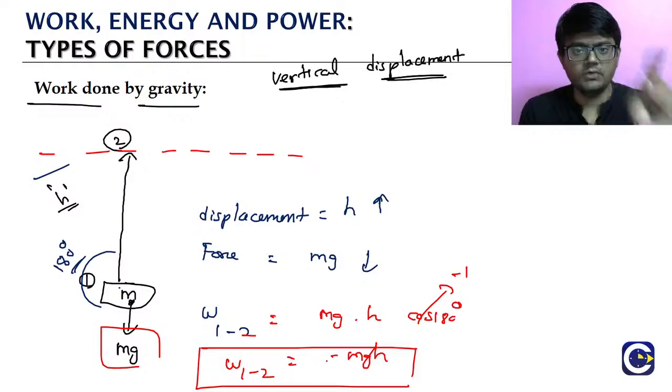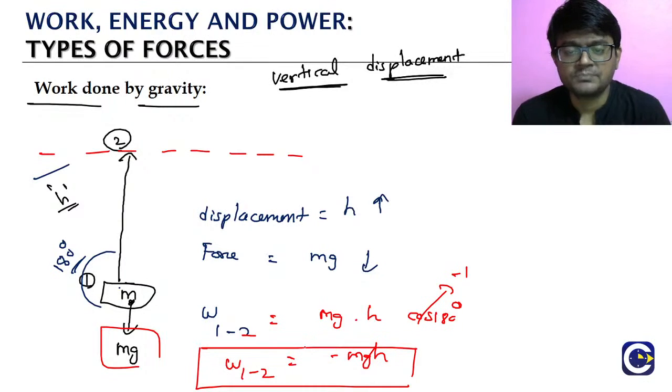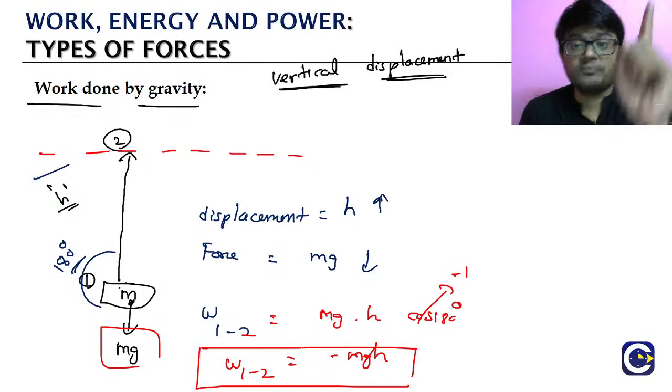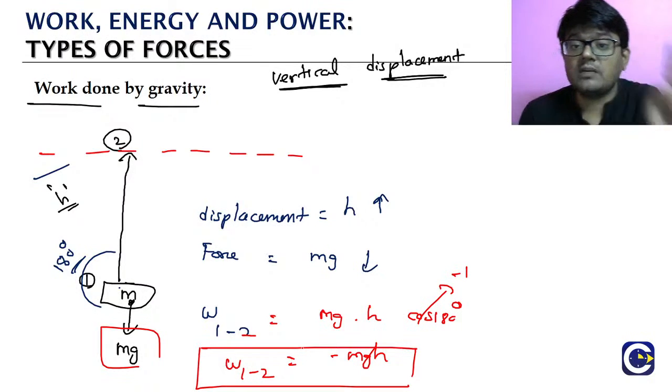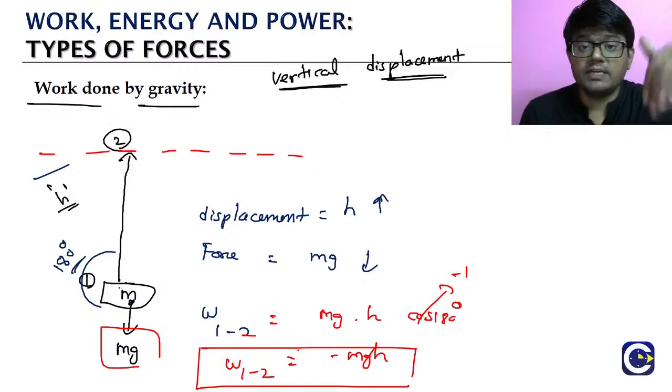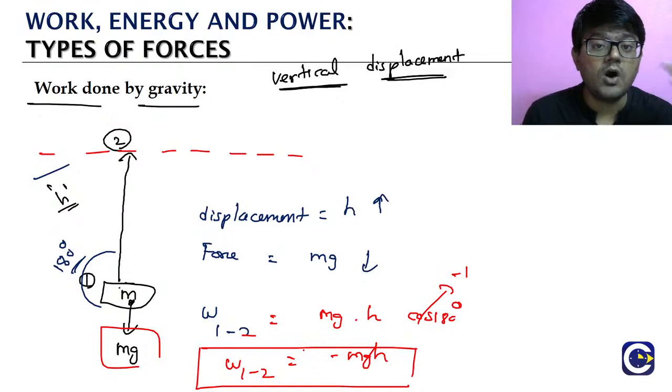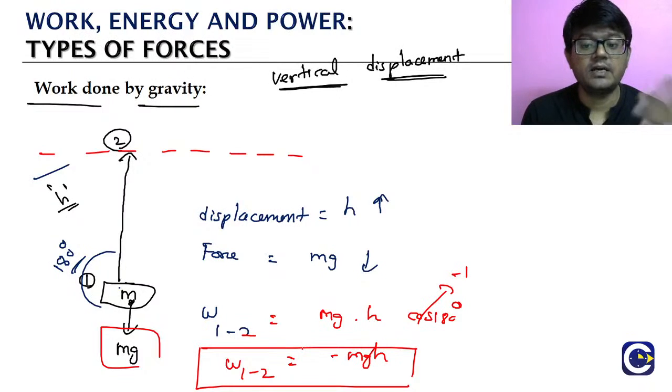Negative. So do you know what the important significant point here is? When you are moving any object vertically upwards, then work done by gravity will be what? Negative. Why is it negative? Because gravity is a force acting downwards. Here we are giving a displacement in the opposite direction to the force. So the work done by gravity will be what? Negative. Okay?